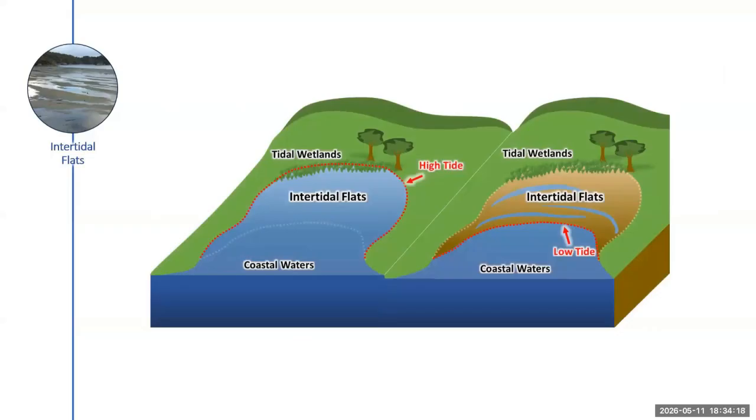So this shows intertidal flats at high and low tide. Kind of muddy, sandy, gritty areas at low tide, covered by water at high tide.